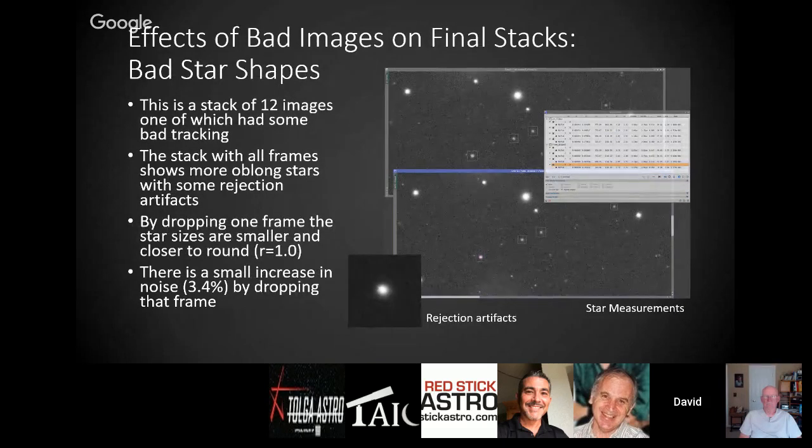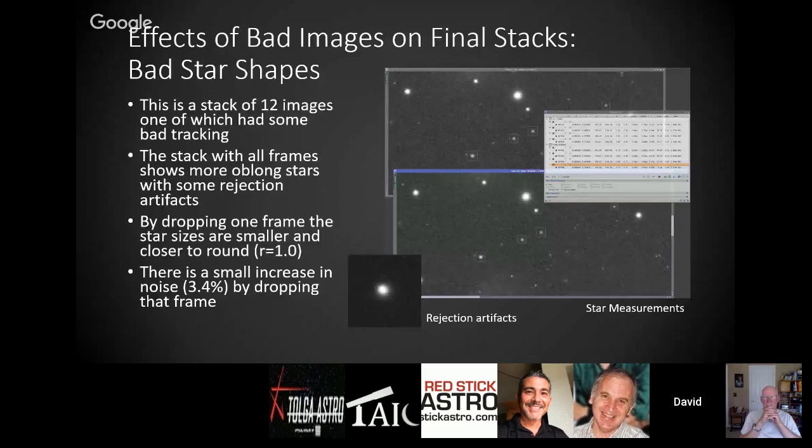So let's talk about some of the effects on your final stacks. Bad star shapes are a pretty common one. What we're seeing here is a stack of 12 images. One of the images is with all images combined, and one is with a few frames tossed out of the stack, specifically the ones I defined as being too bad to include. Most of the frames had some oblong stars. It wasn't the best stack for this, but there were some that were better. So I included some of them, tossed some of the others.